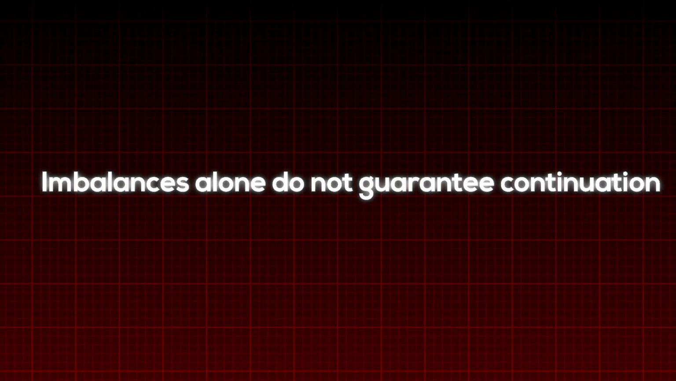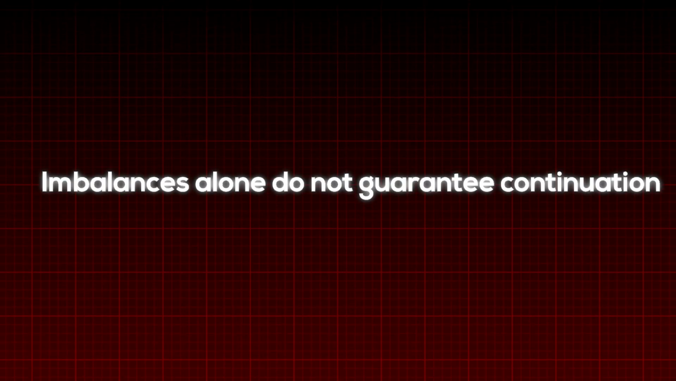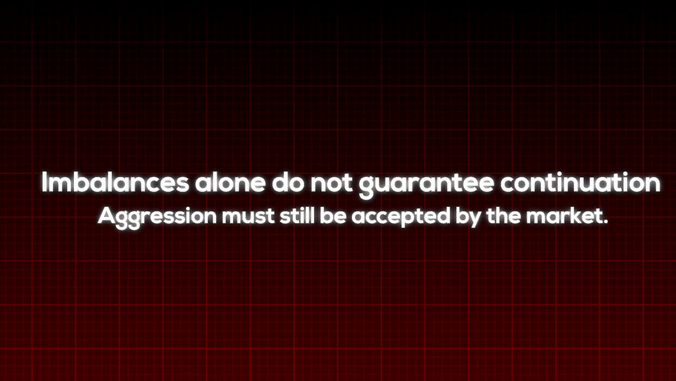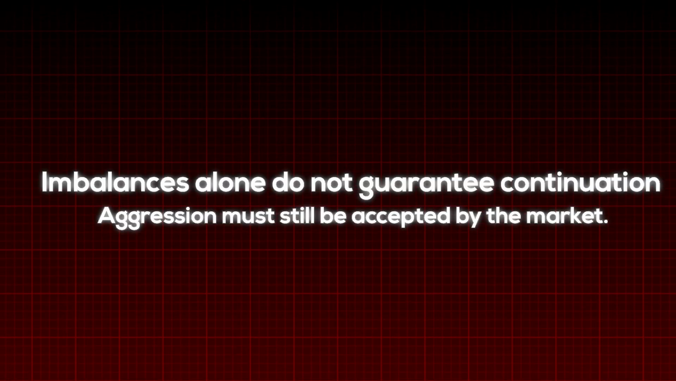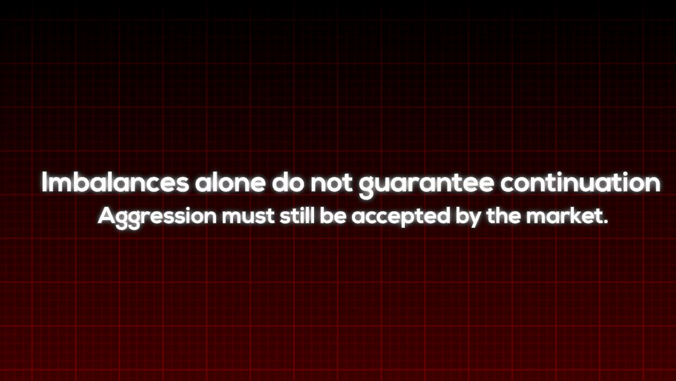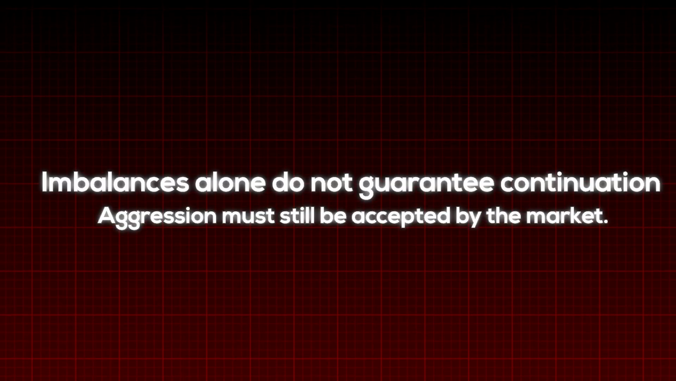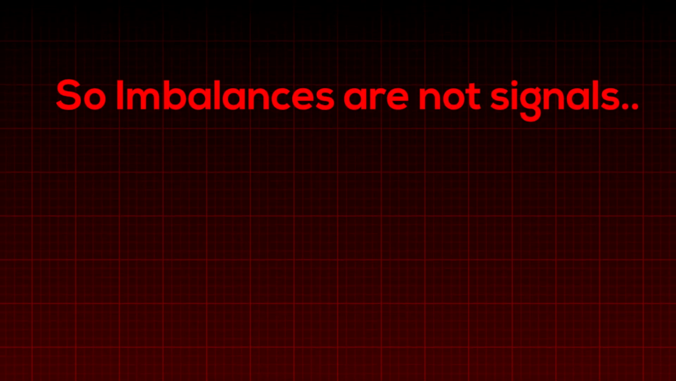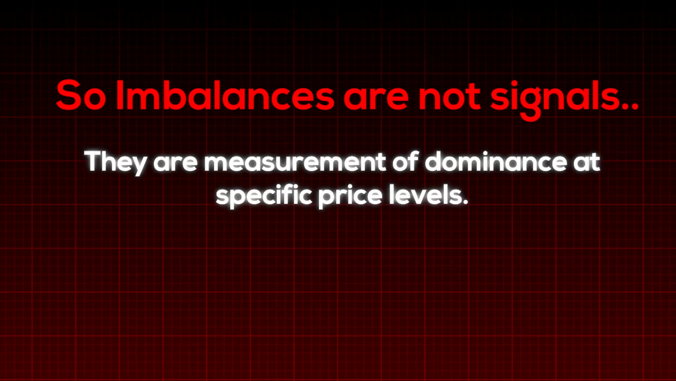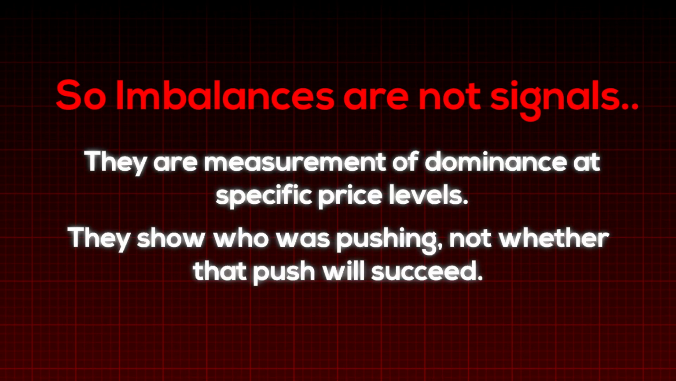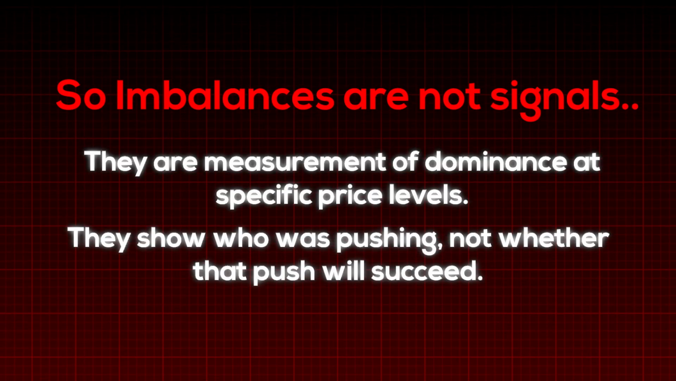However, imbalances alone do not guarantee continuation. Aggression must still be accepted by the market. If imbalances appear but price fails to progress, that could indicate absorption or weakening participation. So imbalances are not signals. They are measurements of dominance at specific price levels. They show who was pushing, not whether that push will succeed.